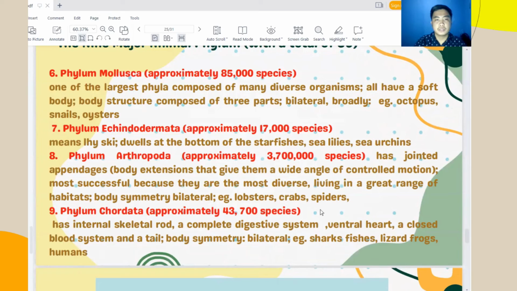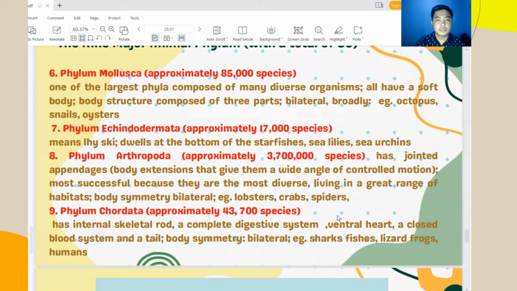Number 7, phylum Echinodermata, approximately 17,000 species. They dwell at the bottom of the sea: starfish, sea lilies, sea urchins. Number 8, phylum Arthropoda, approximately 3,700,000 species. Has jointed appendages that give them a wide range of controlled motion. Most successful because they are the most diverse, living in a great range of habitats. Body symmetry: bilateral. Examples: lobster, crabs, spiders.